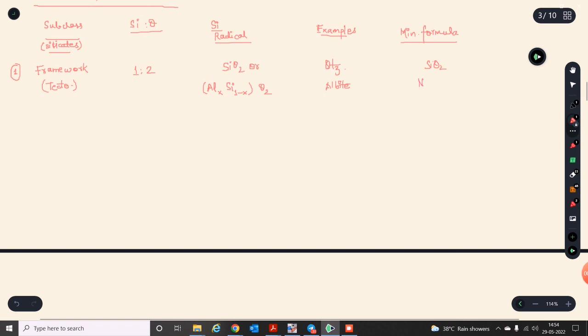For albite we have NaAlSi3O8. So what is the other end member for albite, if you know? Anorthite. Yes, anorthite. So the other end member has Si2O8, right? But albite has Si3O8. Albite is NaAlSi3O8, and Si3O8 is there for albite. What is the mineral formula for anorthite, if you know? CaAl2Si2O8. Yes, so that is what I was telling, CaAl2Si2O8. So for anorthite we have Si2O8, but for albite we have Si3O8.